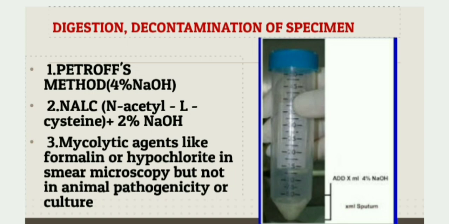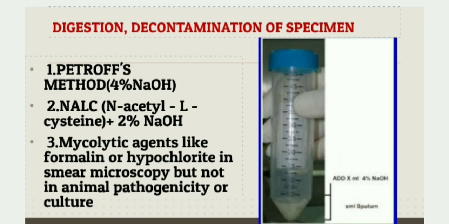Next, we should do direct microscopy. It is performed by acid-fast staining. We know Mycobacterium tuberculosis is an acid-fast bacteria. There are various methods to perform direct microscopy by acid-fast staining. First one is the Ziehl-Neelsen technique. Second one, Kinyoun's cold acid-fast staining. Third one, the auramine phenol technique.